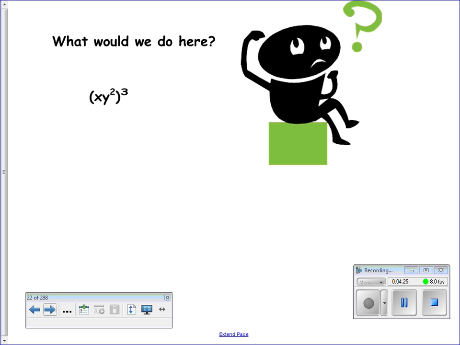xy squared, that entire base is cubed. When I expand this out, xy squared times xy squared times xy squared. Now let's take a look at the base of x. It's equivalent to x to the 1st in each one of these. So notice I put the little 1, it helps me. X to the 1st times x to the 1st times x to the 1st is x cubed. 1 plus 1 plus 1.